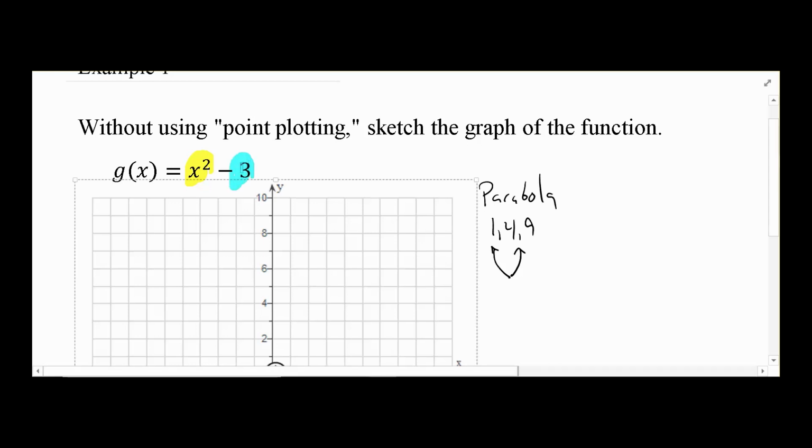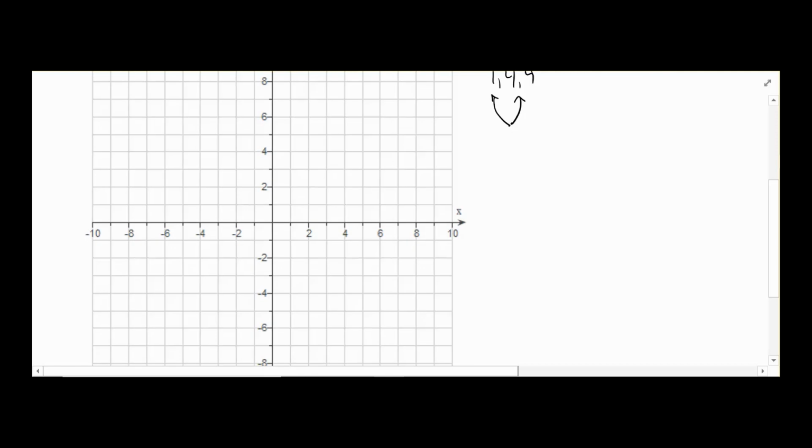The next thing to identify is the -3 afterward. That means we've been shifted down by 3 units. So we're going to graph a parabola that's been shifted down by 3 units. The way that we're going to do that is our vertex is normally at the origin. So our vertex is now at 0, negative 3.